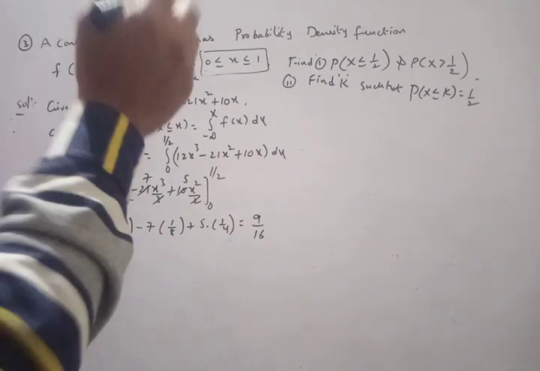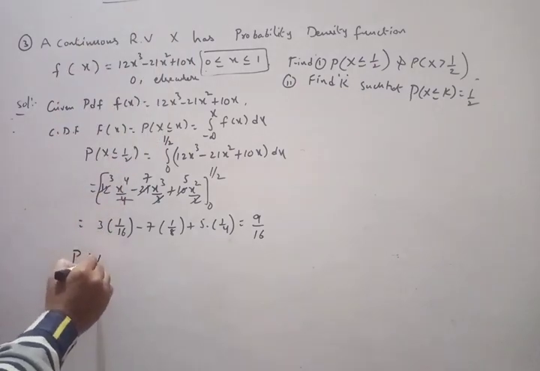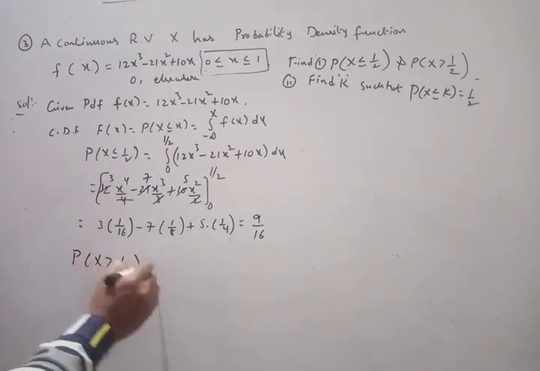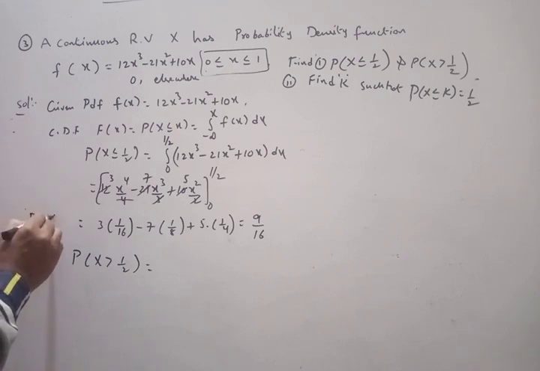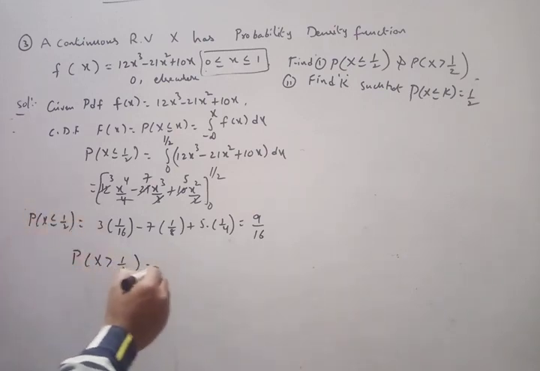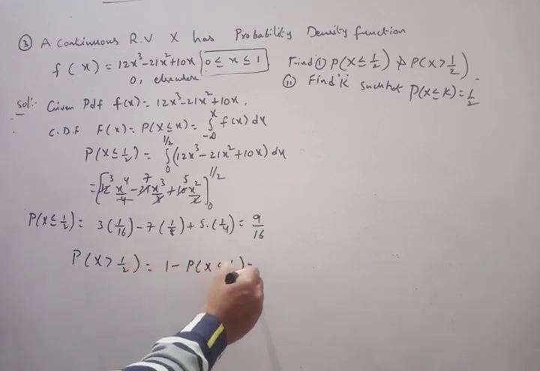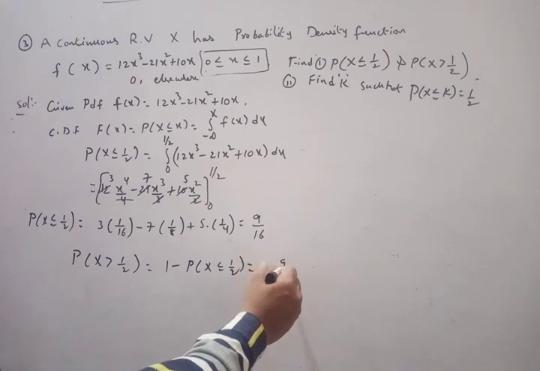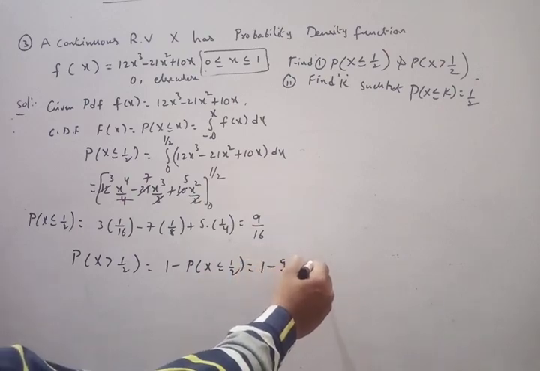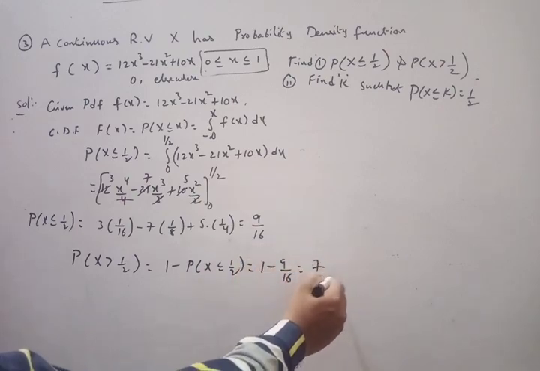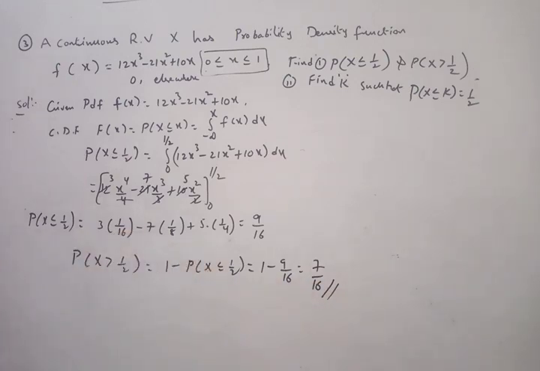What is the second bit asking? He is asking P of X greater than 1 by 2. So this is the value of P of X less than or equal to 1 by 2, right? So from here, P of X greater than 1 by 2 can be taken as 1 minus P of X less than or equal to 1 by 2, right? So 1 minus 9 by 16 will give you 7 by 16. So simply you can calculate like this. Understand?